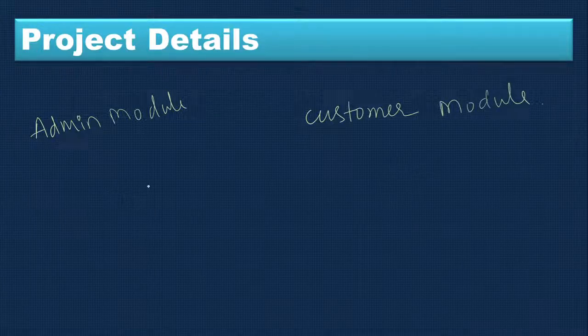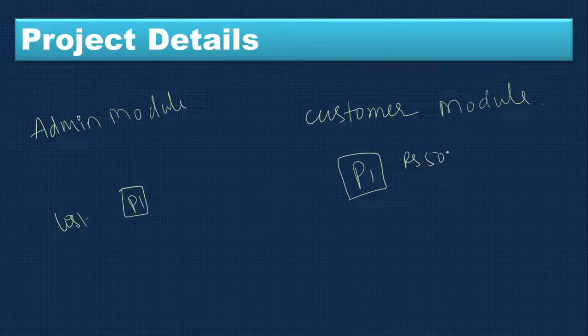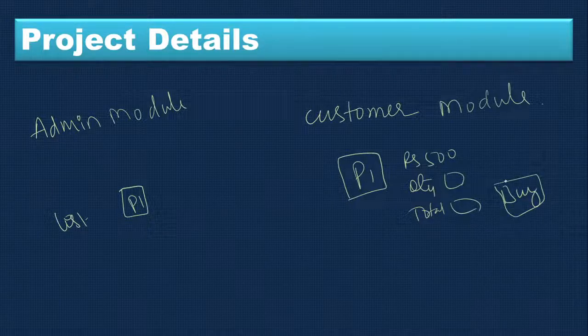In the customer module, we can list the products from the admin. The customer can view the product, so let's say P1, its price is 500 rupees. If the customer is interested, he can enter the quantity and get the total, and then buy this product. Once you buy, that will be reflected in the admin as a purchase list or order list. Apart from this there are other options too that I'll explain one by one.